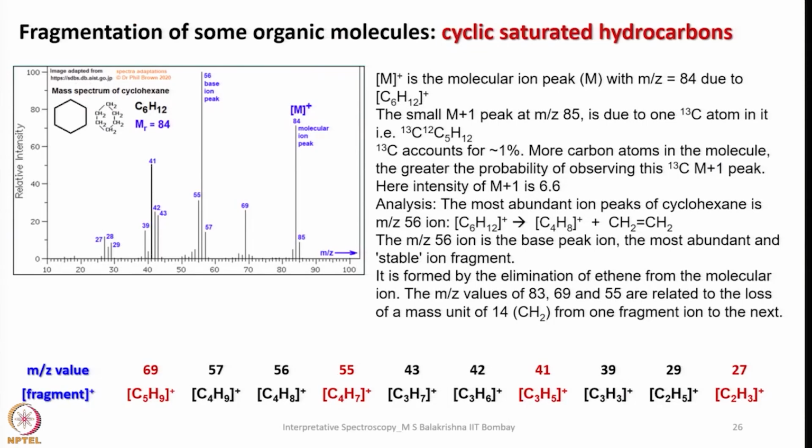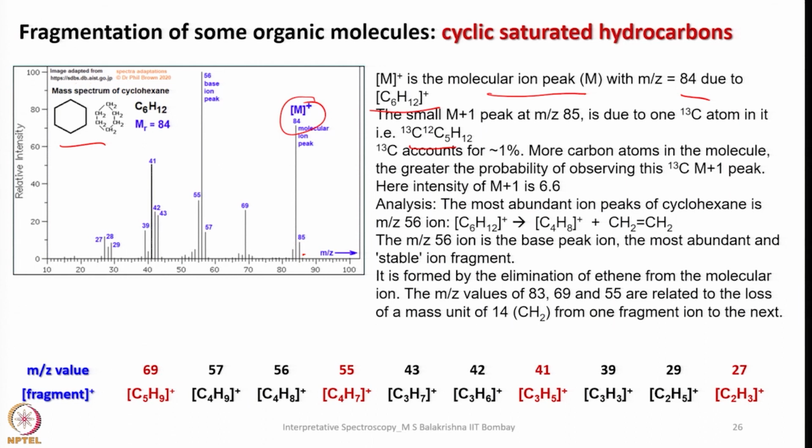Now let's look into cyclic saturated hydrocarbons. It's the same thing, cyclohexane. I have elaborated a little bit more here, giving the corresponding peaks and the explanation. M plus is the molecular ion peak with mass to charge ratio 84 due to C6H12 plus. The small M plus 1 peak at 85 is due to one 13C atom in it, that is 13C 12C5H12.